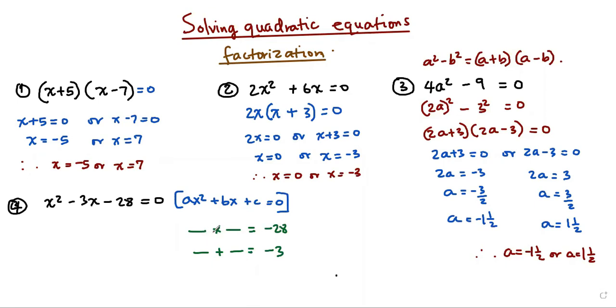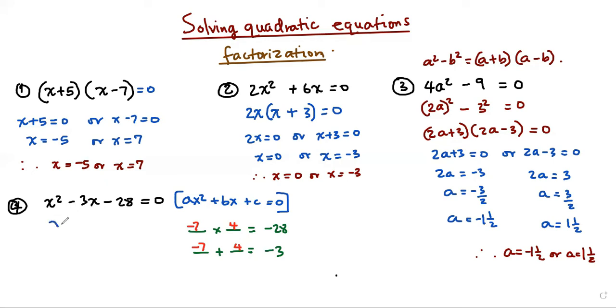Yes? 7 and 4, but one should be negative, right? Negative 7. Yes, negative 7 and positive 4. So negative 7 times 4, we get negative 28, and negative 7 plus 4, we will get negative 3. So those are the two numbers.